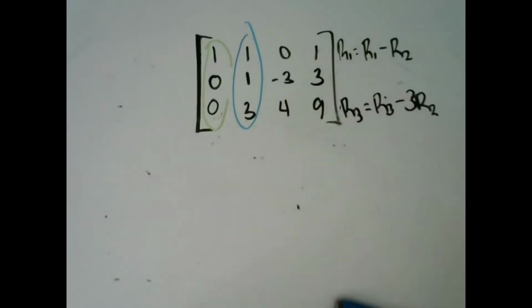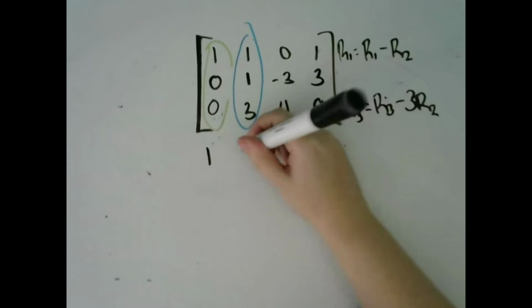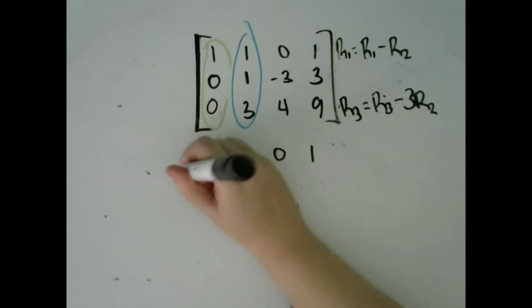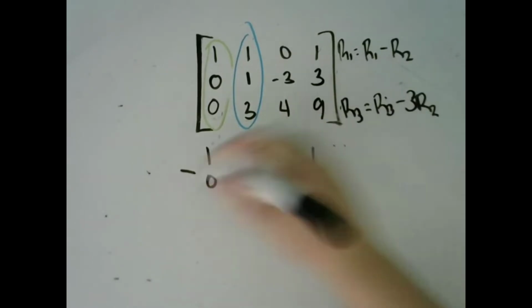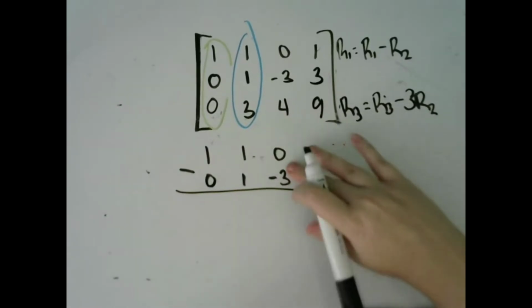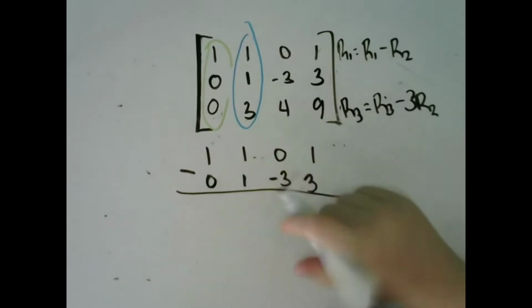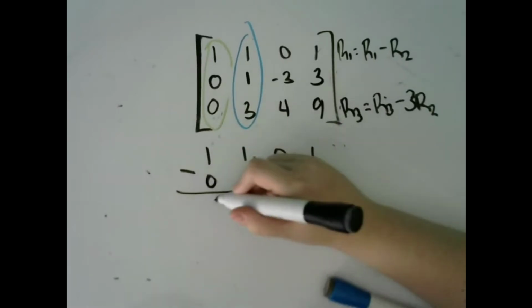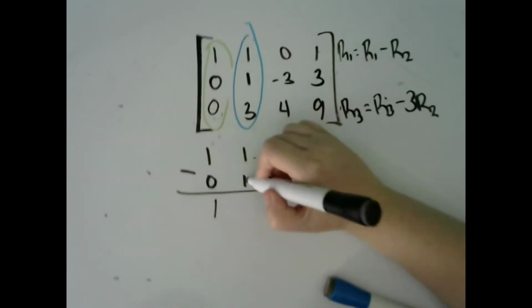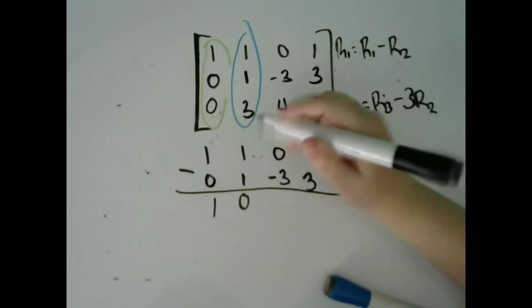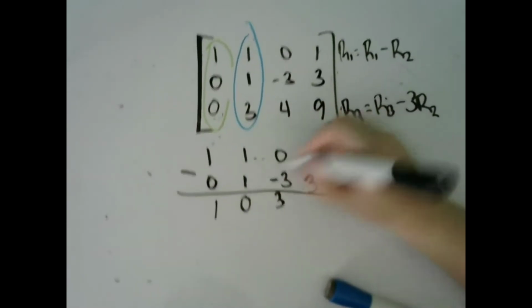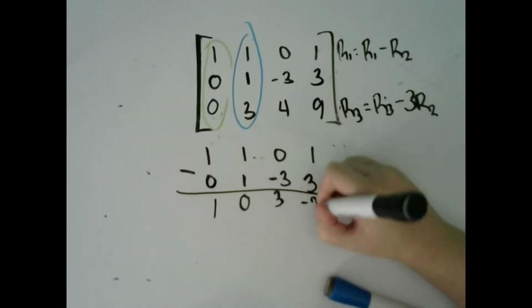Both operations utilize row 2. Copy down row 1 and subtract row 2. Be very careful when you're subtracting, especially in this example, we're going to be subtracting a negative. 1 minus 0 is 1. 1 minus 1 is 0. 0 minus -3 is 3. And 1 minus 3 is -2.